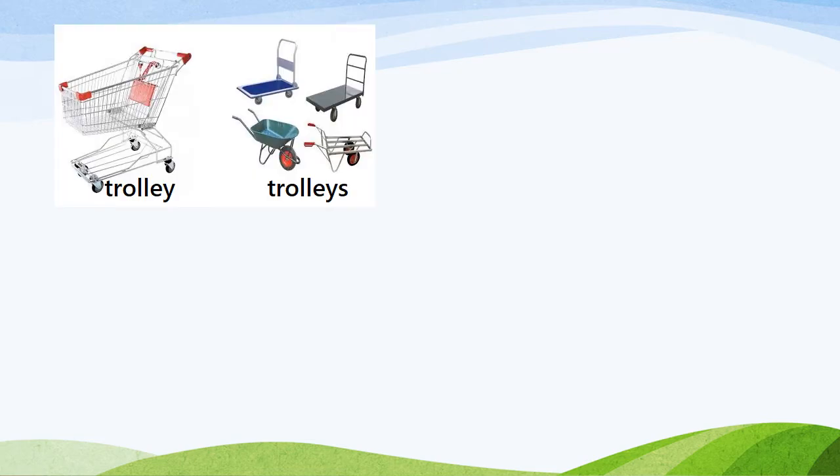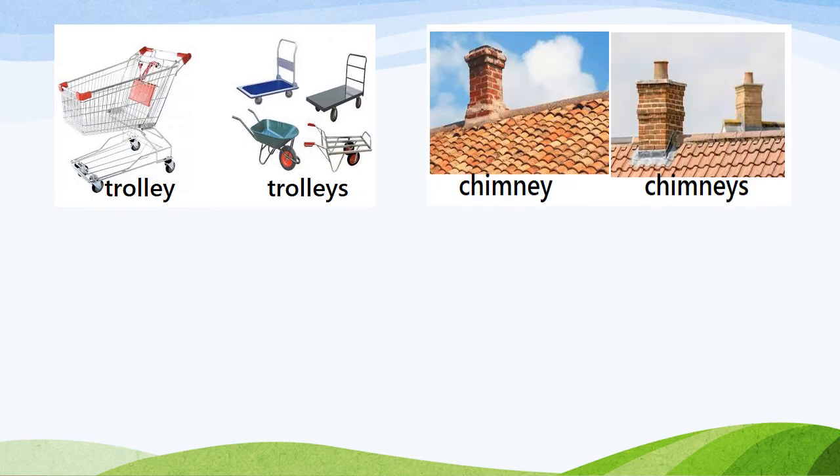Now look at this picture. Trolley, trolleys. If you see the letter Y, the letter before Y is E, so you will just add S and make it plural. Second picture, same way, chimney, which ends with Y, but the letter before Y is a vowel, so we add S to it to make it plural, that is chimneys.